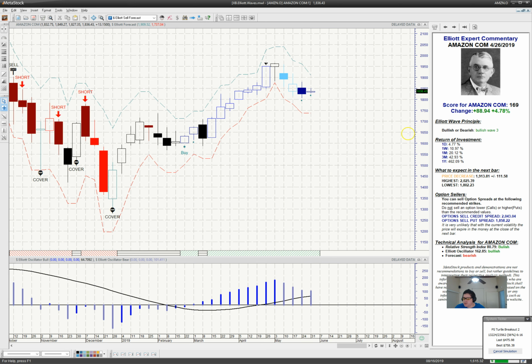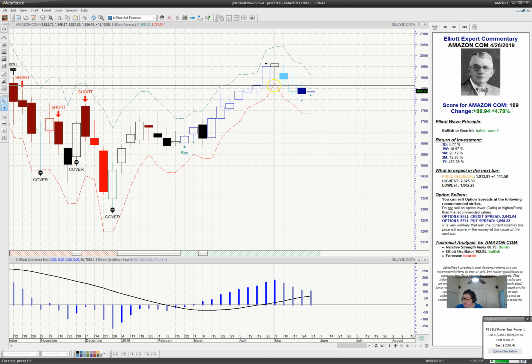So on April 26, it was recommending for the people that sell iron condors or iron butterflies to sell a call at $2,043.04. So it's right about here. As you can see, you would have made money there. And then it also recommended you to sell a put spread at $1,858.22, which is right about here.